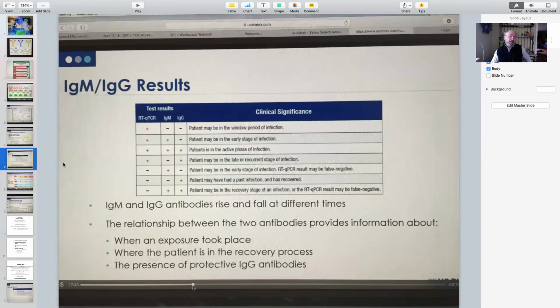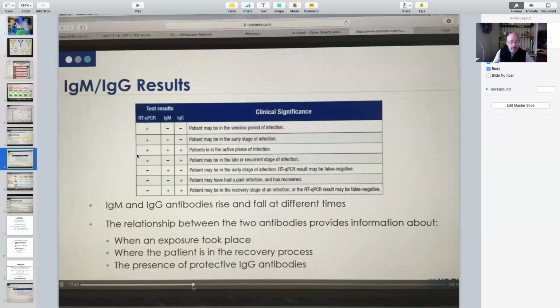So let's take a walk through this graph so we understand better what the clinical significance is. IgM and IgG antibodies rise and fall at different times. The relationship between the two antibodies provides information about when the exposure took place, where the patient is in the recovery process, and the presence of protective IgG antibodies.